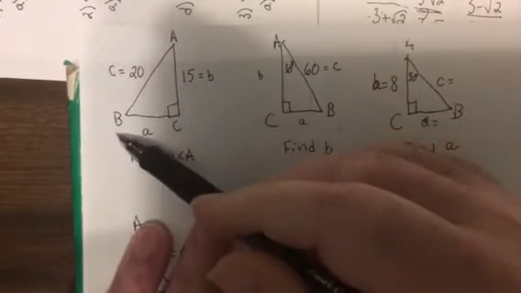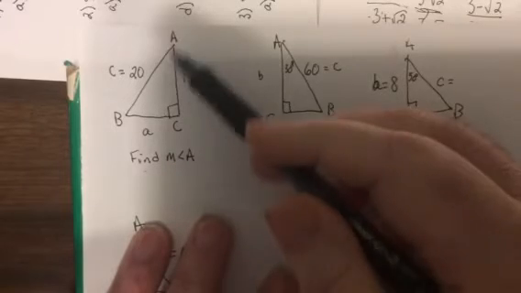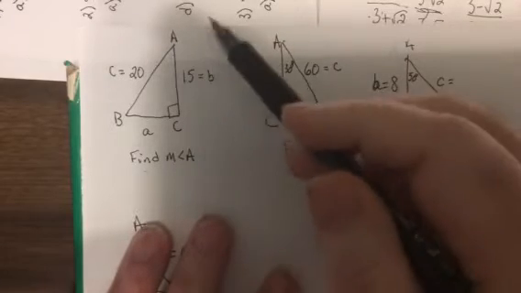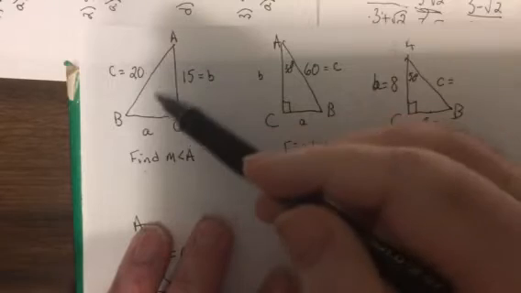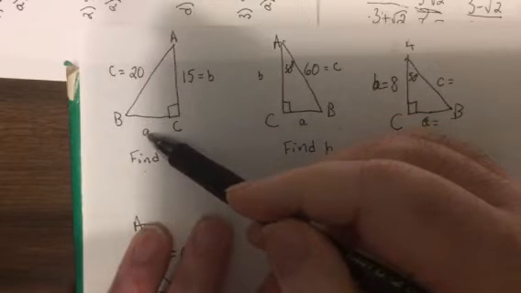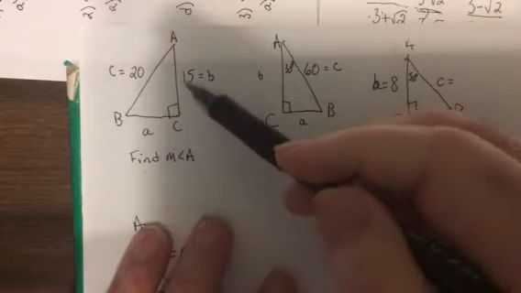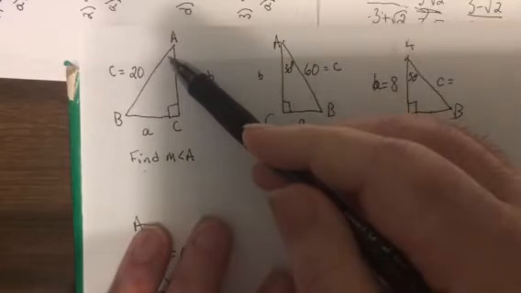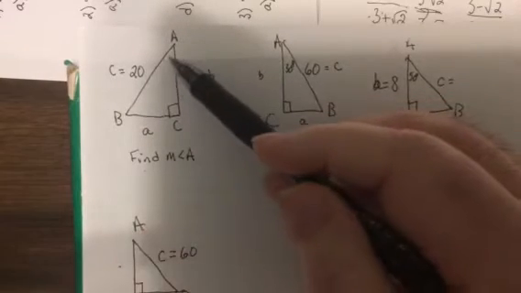So I'm given a triangle, and I want to find angle A. That's this one. And I'm given this side and this side. Now, I could use Pythagoras to find this side if I needed to. I don't know why I'd want to, because it's asking for this. So I'm going to use trig.